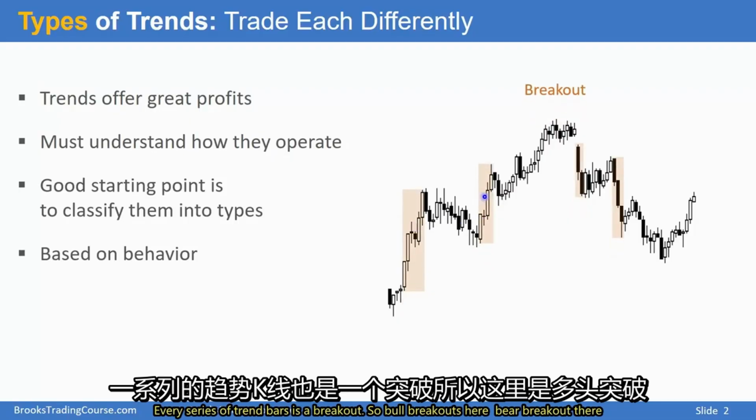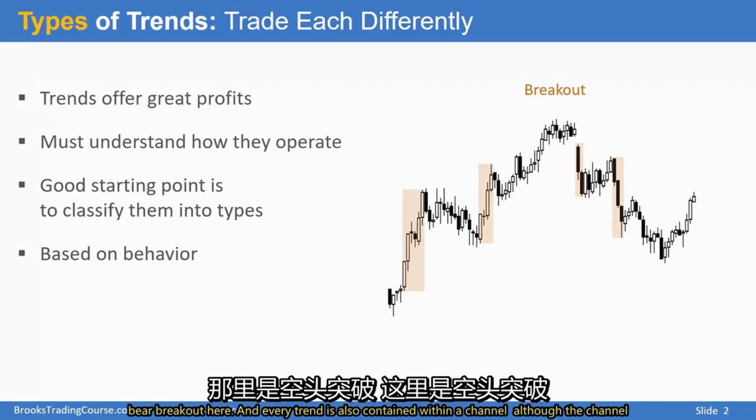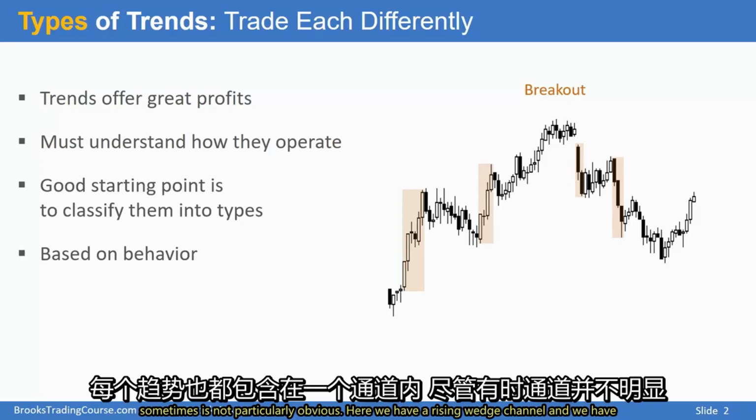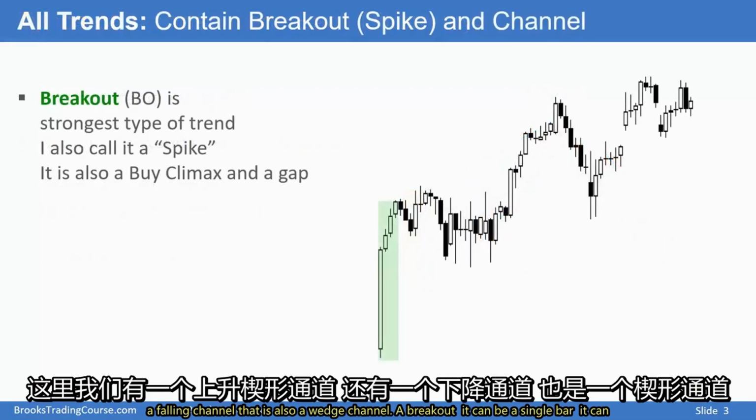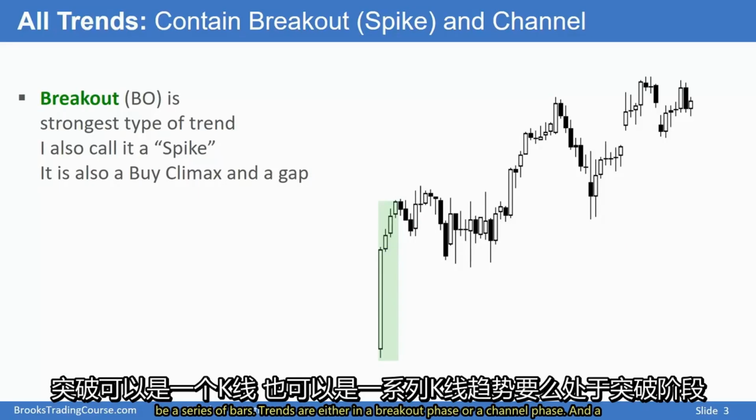So bull breakouts here, bear breakout there, bear breakout here. And every trend is also contained within a channel, although the channel sometimes is not particularly obvious. Here we have a rising wedge channel, and we have a falling channel that is also a wedge channel. A breakout can be a single bar, it can be a series of bars.